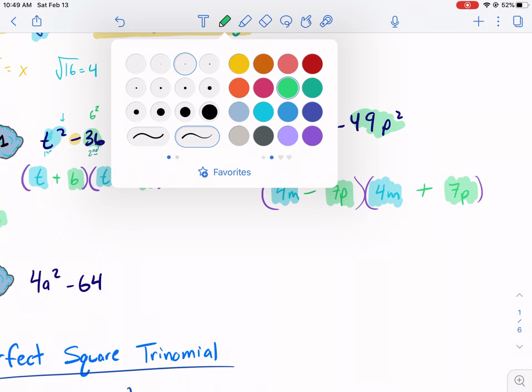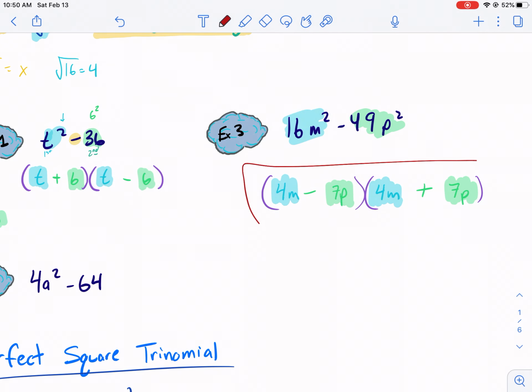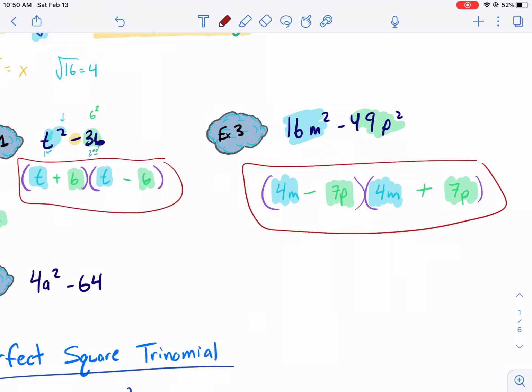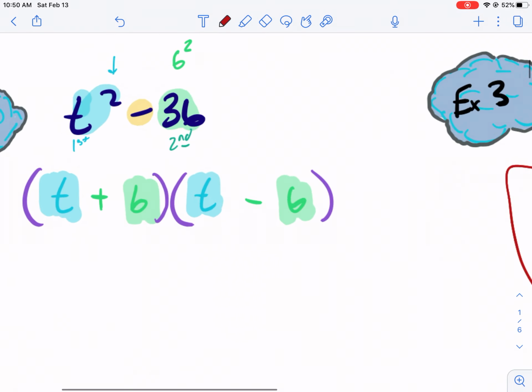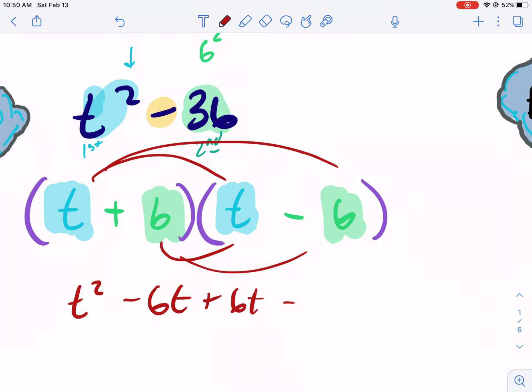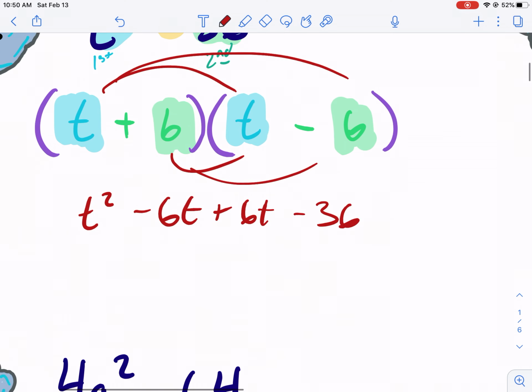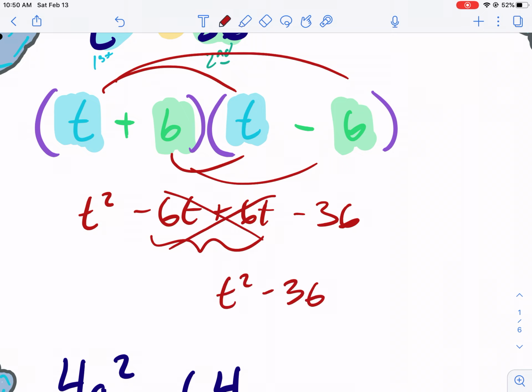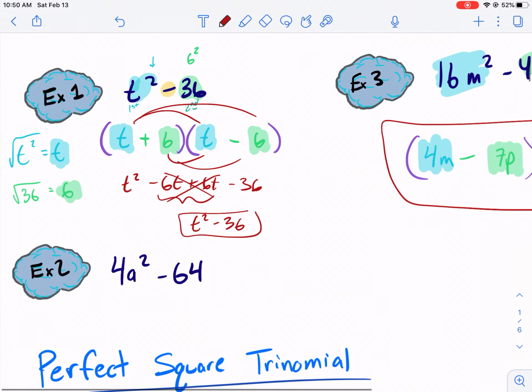Now that is in factored form. You can also check your answers with FOIL. I forgot to do that here, so let me check the answer. We multiply t times t, and we get t squared. Then we get minus 6t, then plus 6t, and then minus 36, because it's positive times a negative. Notice what happens here, this is what I was talking about: these end up canceling each other out, so we're just left with t squared minus 36. Difference of squares, thus its name.